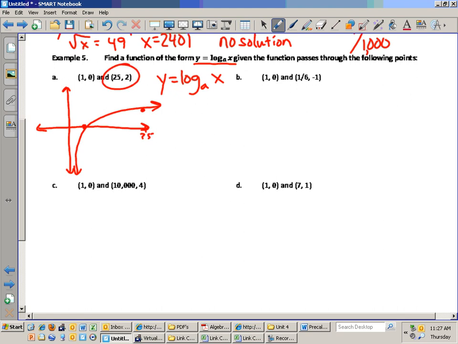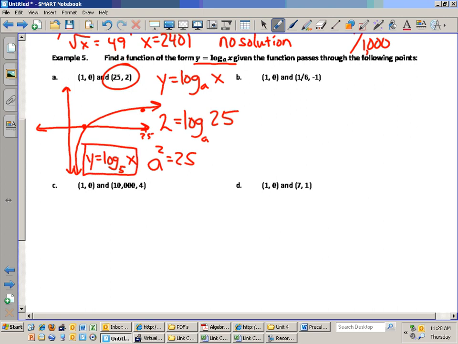Let's use that coordinate. 2 is y equals log base a, which we don't know. What is x? 25. So the question is, what number do I square to get 25? 5. So a is 5. So my equation would be y equals log base 5 of x. That is the equation of that graph. So I had to think through that a couple times. If you didn't get it the first time, don't worry, we'll do a few more.